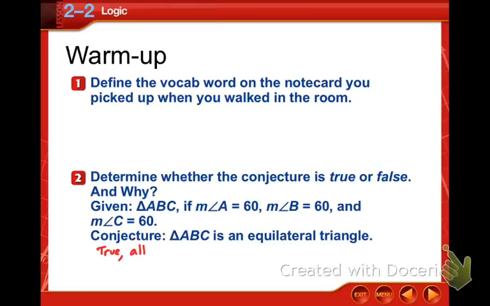All angles are equal in an equilateral triangle.